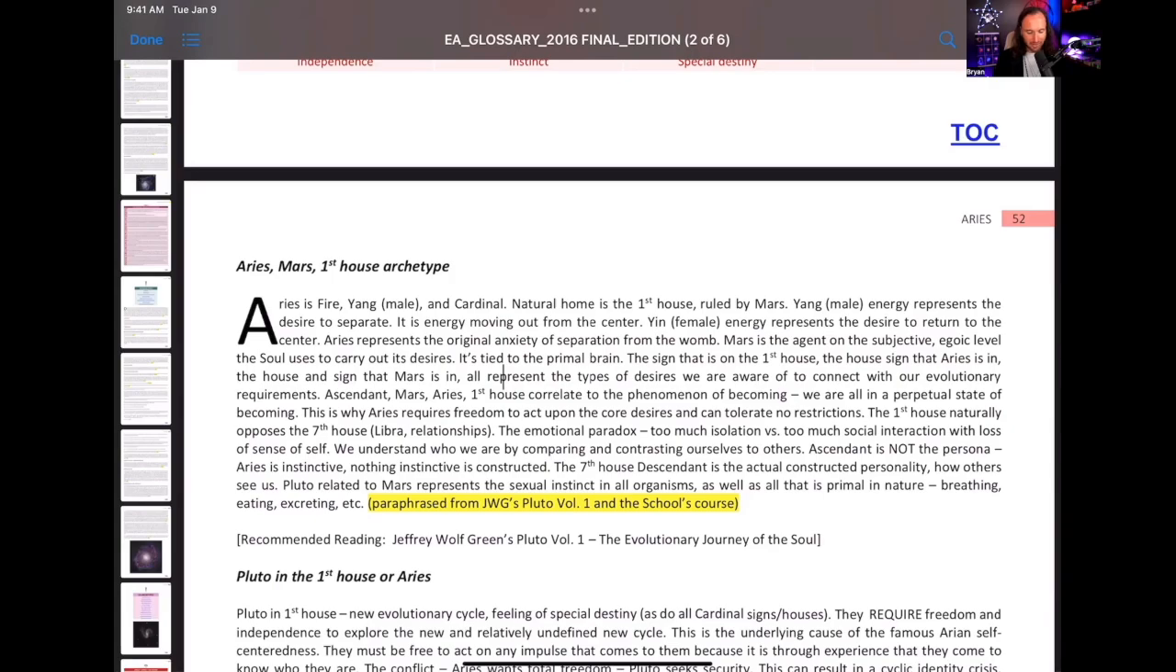The emotional paradox of Mars is too much isolation versus too much social interaction. With loss of sense of self, we understand who we are by comparing and contrasting ourselves to others. So we have to learn to work with others, like I had mentioned.